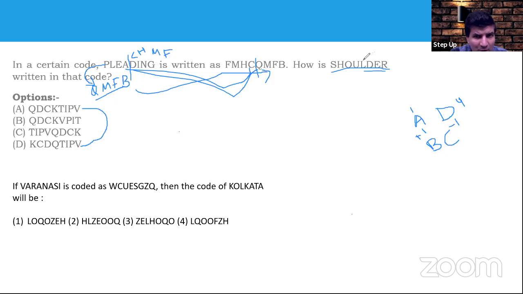Now LDER. So LDER would be -1. What would be -1 for L? JKL, so it has to be K, right? Similarly, PQR, so R has to be Q.